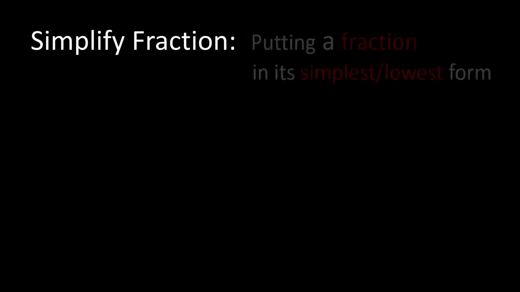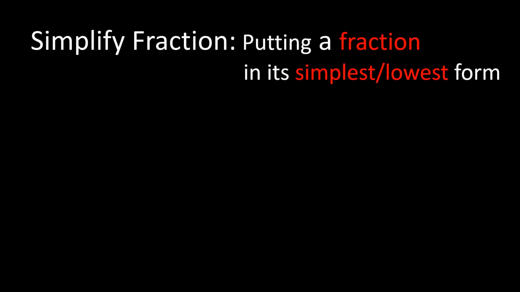To simplify a fraction means to put a fraction in its simplest or lowest form. So for example, this is a piece of pizza, and it shows 4 pieces that are there, and there were a total of 8 to begin with. So this fraction represents 4/8. There's 4 left over, but there were 8 to begin with.